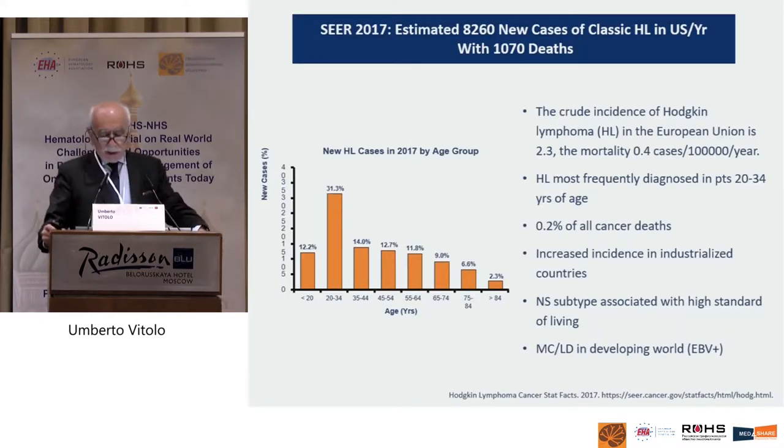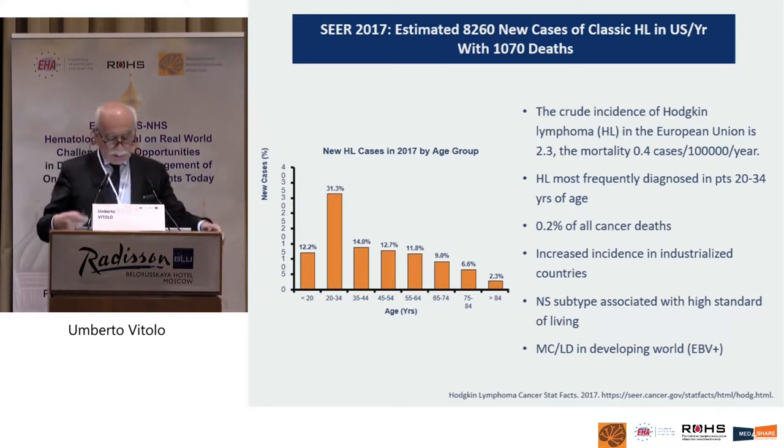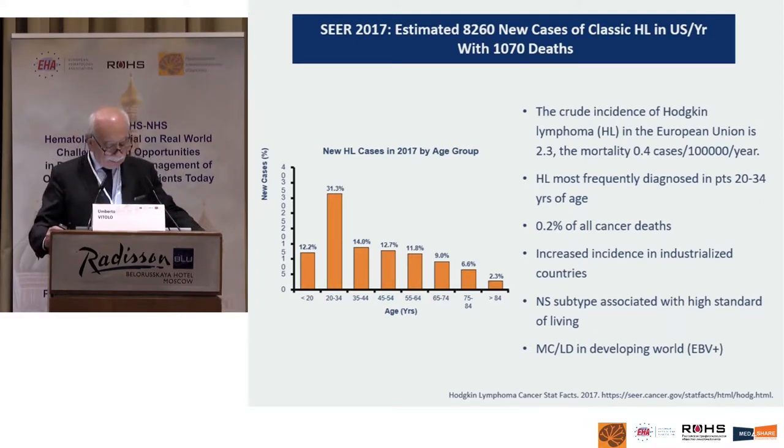As you know, Hodgkin lymphoma is not a very common disease. It accounts for 2.3 cases every 100,000 people in the European Union, and is a lymphoma of the young patient mostly, because the majority of the patients are between 20 and 35 years old. However, there are some patients that are of more advanced age, and some of them are elderly.